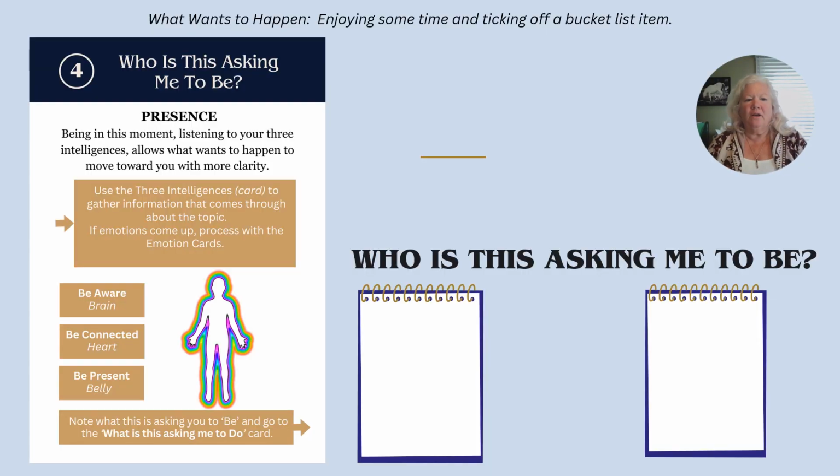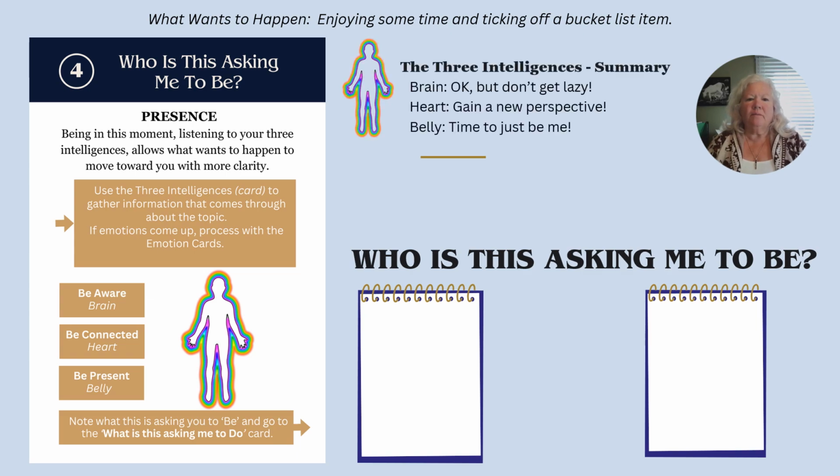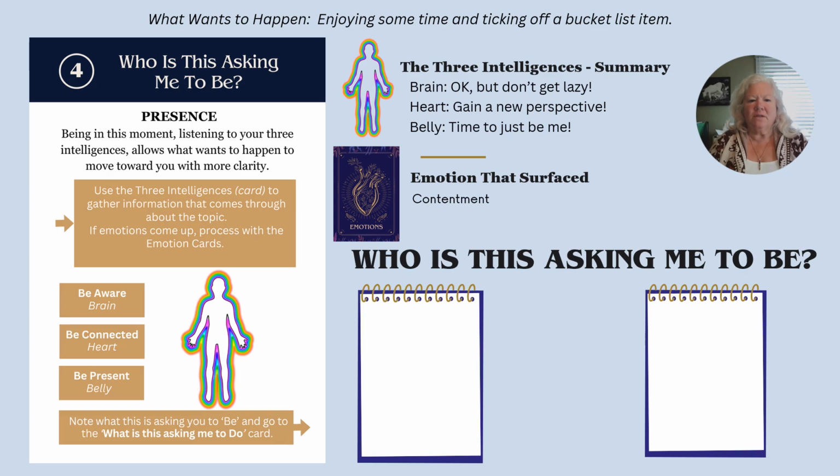So for me then, I go back to the "who is this asking me to be" card, and my three intelligences summary was: the brain was like, okay, but don't get lazy. It's okay, this is what wants to happen: enjoying some time off and ticking off a bucket list item. My heart was to gain a new perspective. This would allow me to gain new perspective. And my belly said, it's just time to be me, which made me feel like a teenager again, in a way. It was very interesting. And the emotion that surfaced was contentment.